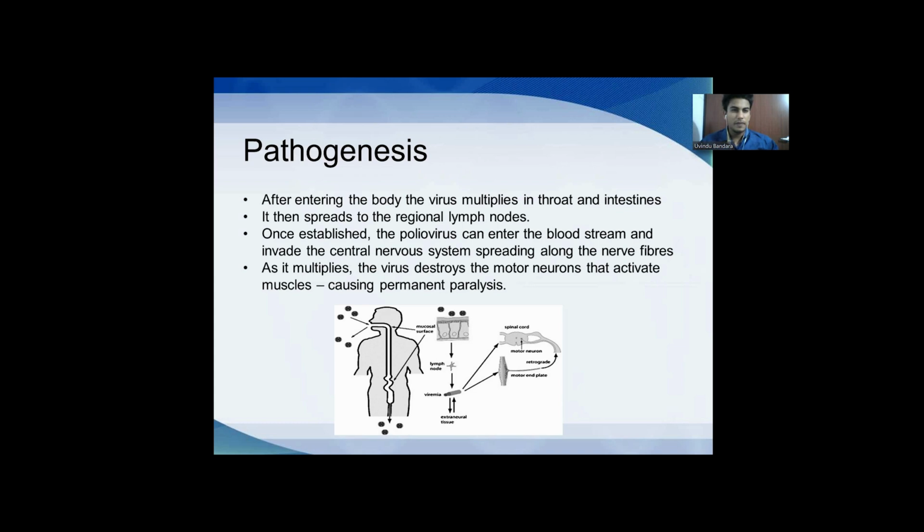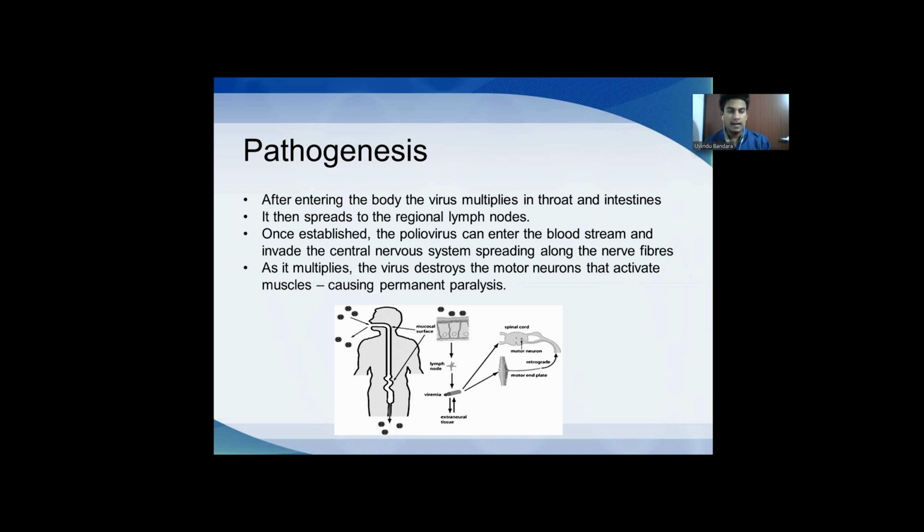Let's talk about the pathogenesis of the poliovirus. After the poliovirus enters the human body through the food we eat, it multiplies in the throat, goes to the intestines, and spreads to the regional lymph nodes. Once established in the lymph nodes, it can enter the bloodstream, and through the bloodstream it goes to the nervous system, mainly the spinal cord.